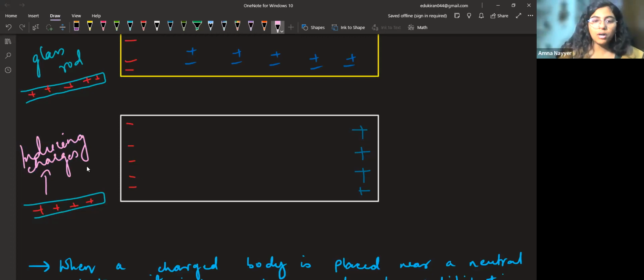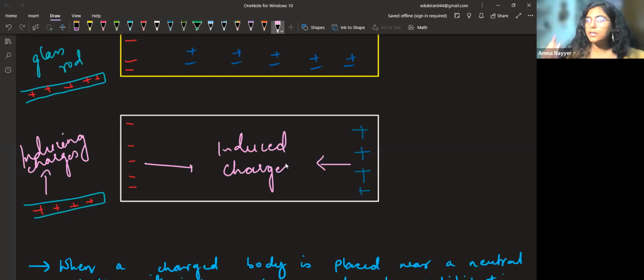And what about these charges that were induced? So we say them as induced charges. These are induced charges. So you have inducing charges that separate the positive and negative charge. Then you have induced charges which are being separated because of the inducing charges. And this entire process of separation is known as induction.